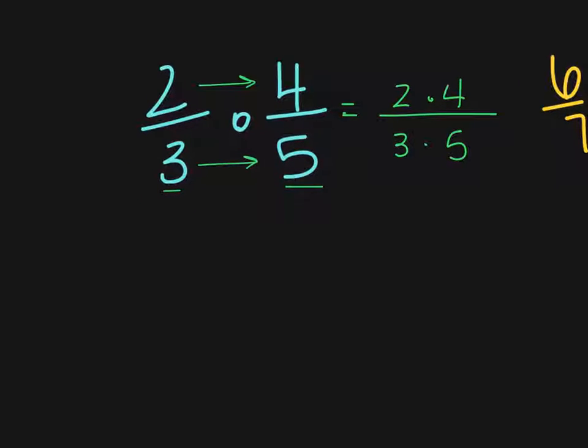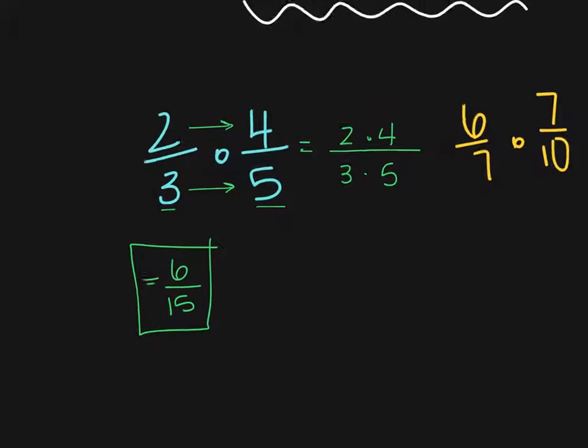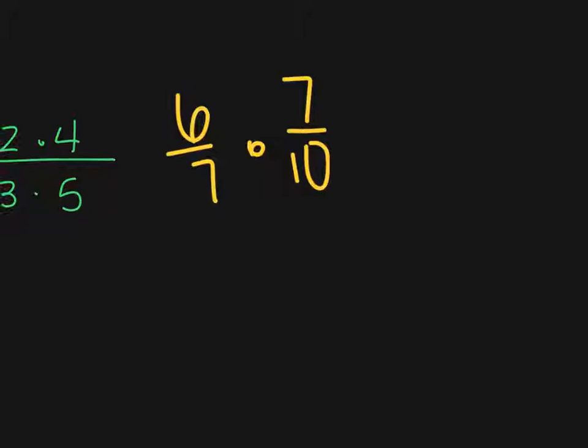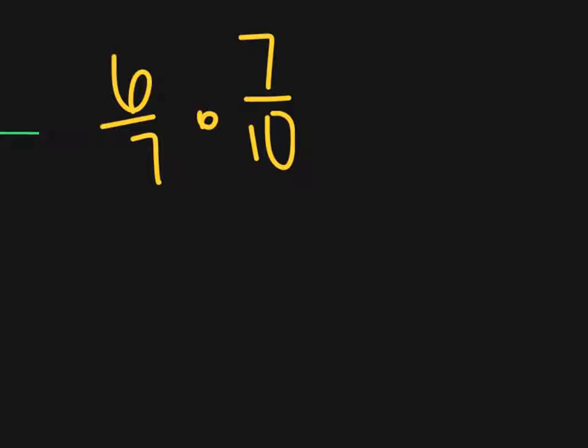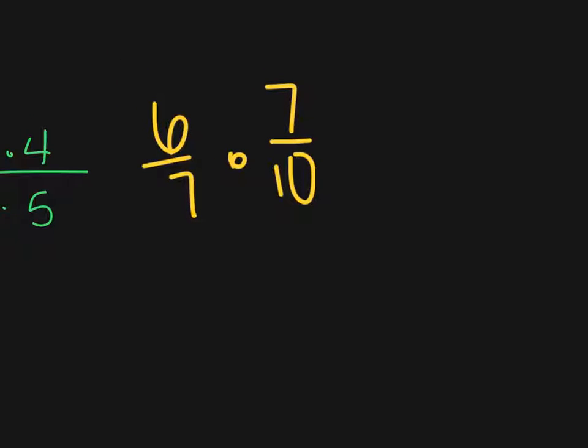So on top, 2 times 4 is going to be 8, and on the bottom, 3 times 5 is going to be 15. And that is your answer. That is the most simplified answer you can get because those were the most simplified fractions. However, now let's go to a fraction that you could probably simplify more. Yes, you cannot simplify 6/7 anymore, and no, you cannot simplify 7/10 anymore.